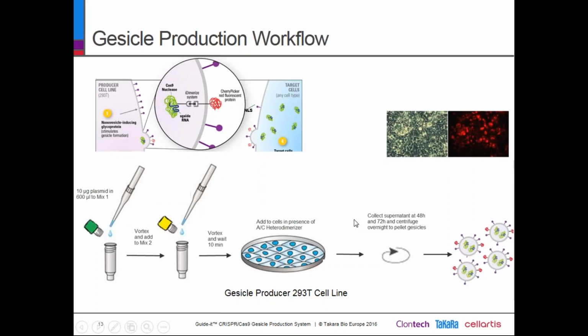Then you will wait 2 to 3 days and you can collect the Gesicles from the supernatant, and there's a centrifugation step to concentrate them. Then you have your population of ready-to-use Gesicles. When you apply the Gesicles, the target cells will also get red thanks to the CherryPicker fluorescent protein. This is a nice control to check whether delivery was efficient, and you can also use this red fluorescence to cell sort the positive cells, to enrich your positive population.